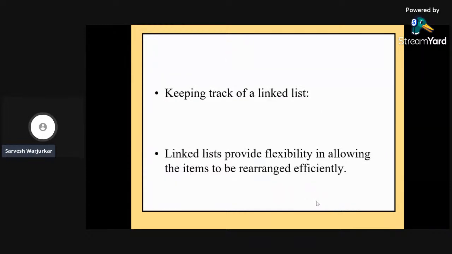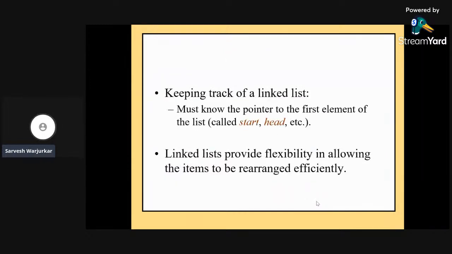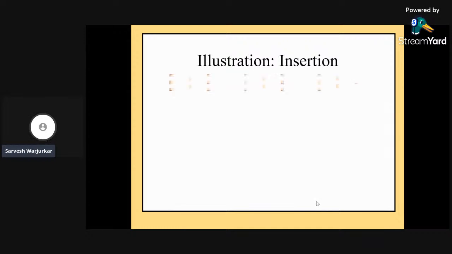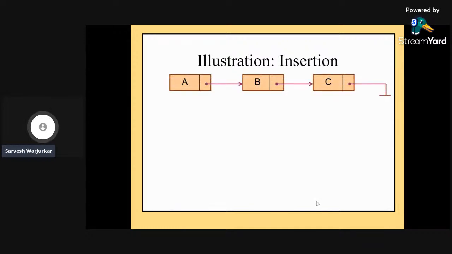Keeping track of a linked list means it must know the pointer of the first element of the list, which is called start or head, or start node, beginning node, we can also say. Linked list provides flexibility in allowing the items to be arranged efficiently. We can perform two different operations on a linked list: insertion of a new element into the linked list, and deletion of an element which is already there in the linked list. Next slide is about the illustration of insertion in the linked list.